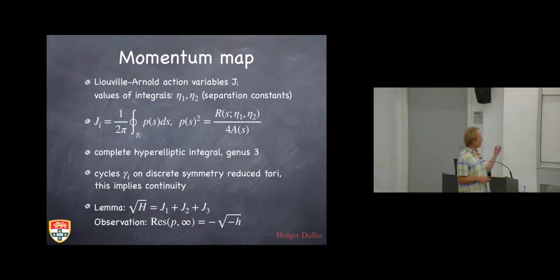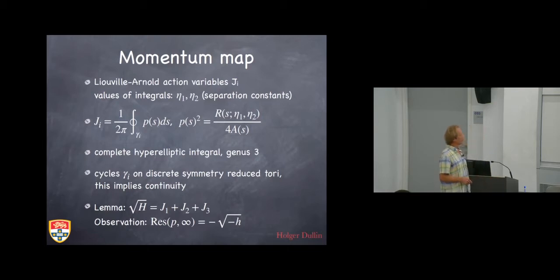So if you somehow define the cycles after discrete symmetry reduction, then you get a map that is continuous. And that's important for me. Otherwise, this map is essentially useless. If you just use the Liouville-Arnold actions, of course, it will not give you anything global, right? But if you do it in this way, you get something that is continuous.